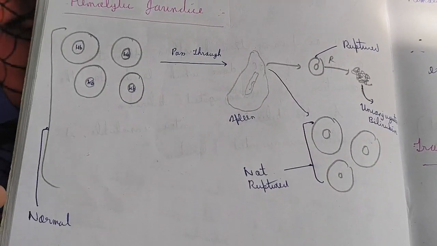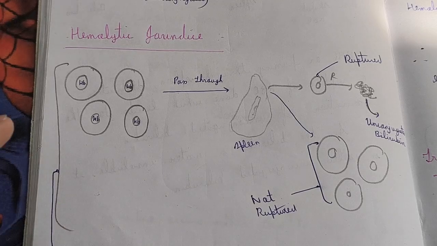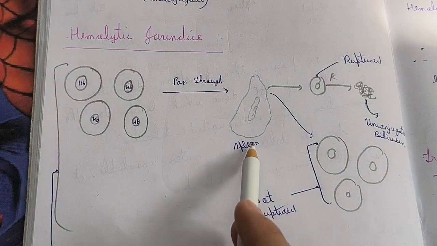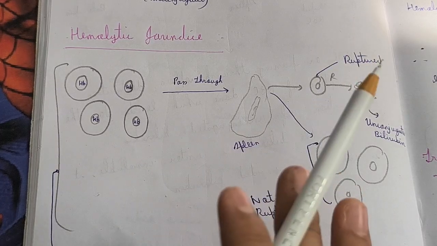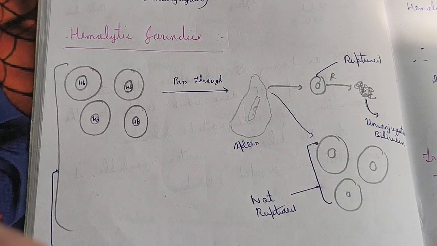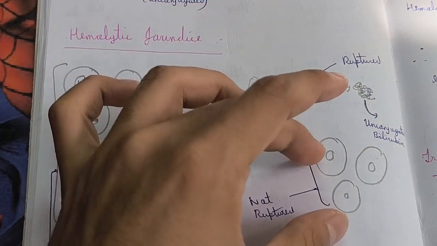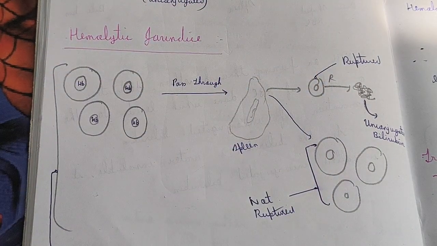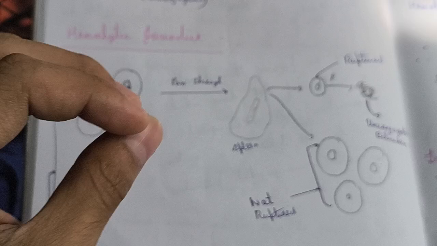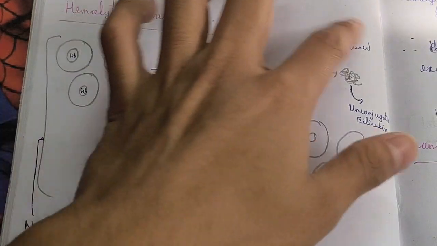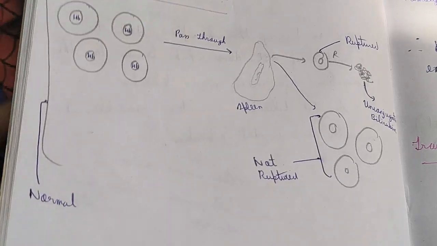First of all, in a normal individual, let's say out of 4 RBCs, when they pass through the spleen, not all RBCs are destroyed. Some RBCs rupture and others don't rupture. Therefore, in a normal individual who does not have jaundice, this rupture of RBCs occurs in a balanced manner.